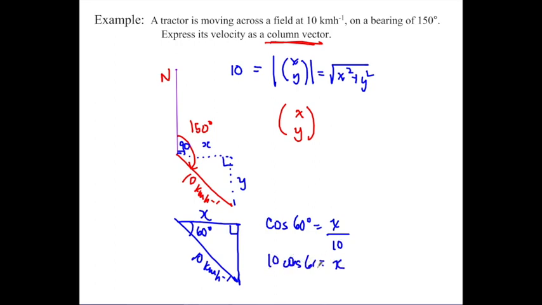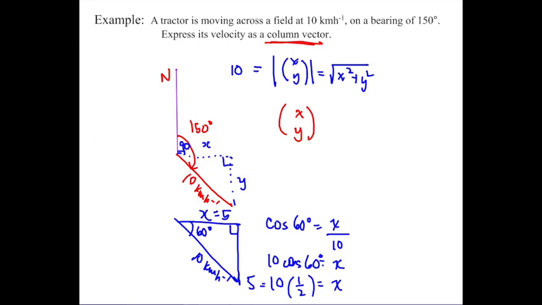By now you should know your special values for cosine 60, which I believe is a half. It's a half. So therefore our x here is 5. So the movement on the horizontal is 5 this way, or at least the length of this is 5. Now let's find the y.